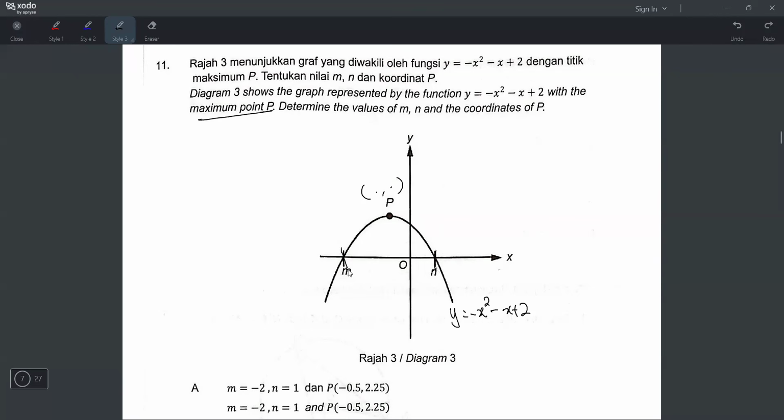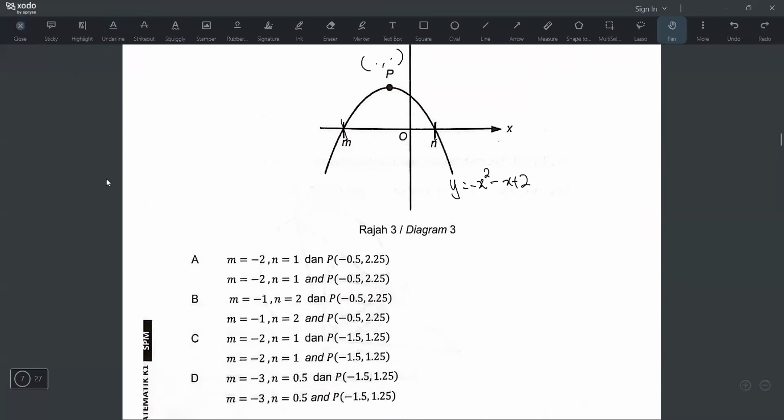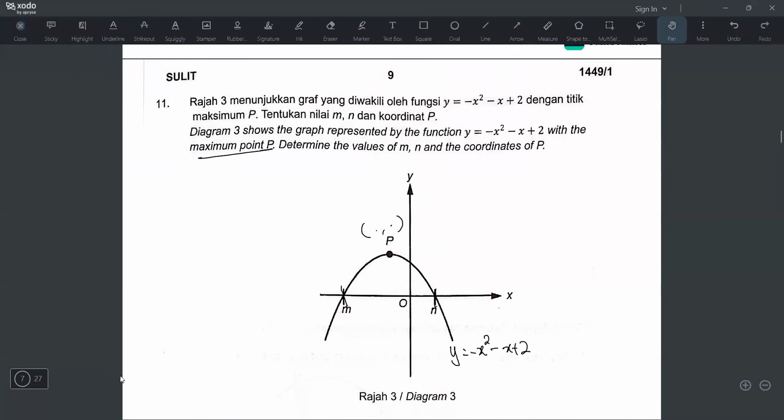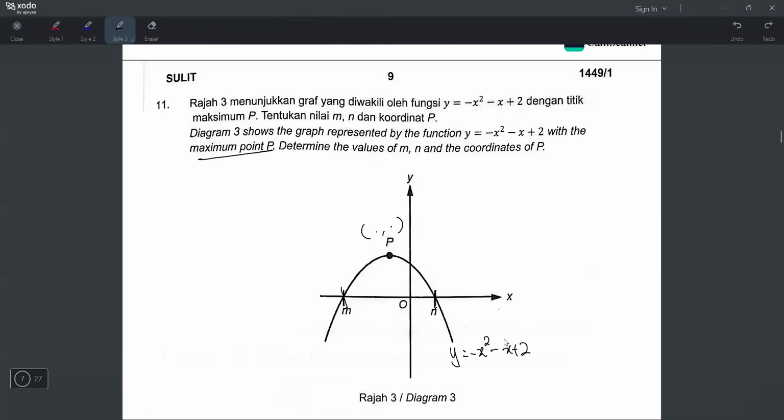Okay, m and n are the roots, or you can say the x-intercept. And if I look at A, B, C, D, they actually give you the m and n values and P. Okay, I don't even want to look at the answer. I just want to do it myself. All right, to find the roots, to find the m and n values, you simply just do y equals 0. That's how you find roots, that's how you find x-intercept.